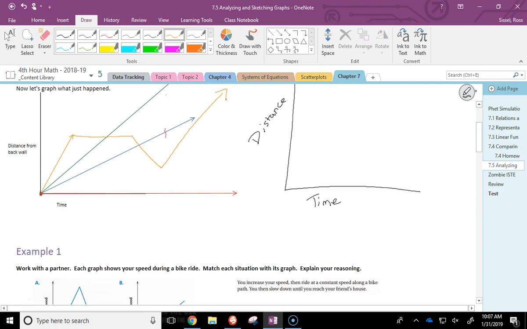Almost everything is perfect, but I'm comparing to these other guys. He said I went 4, I stopped. It stayed straight. I didn't go any distance, but I sat there for a while. Then I went backwards because the distance between him and the back wall decreased. So he went backwards, and then I went forward again.